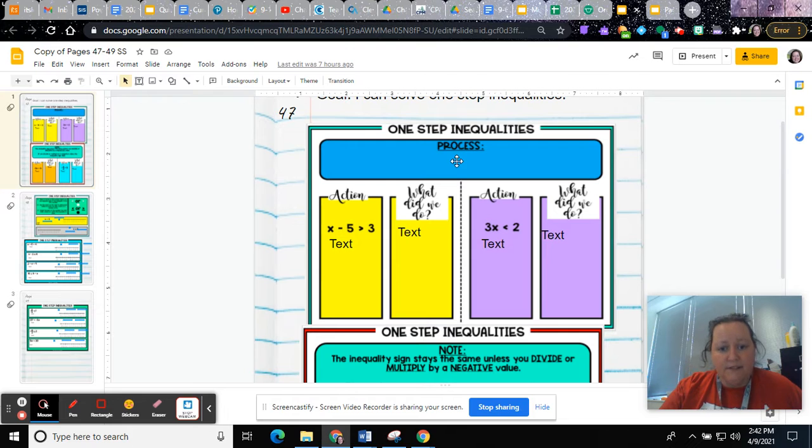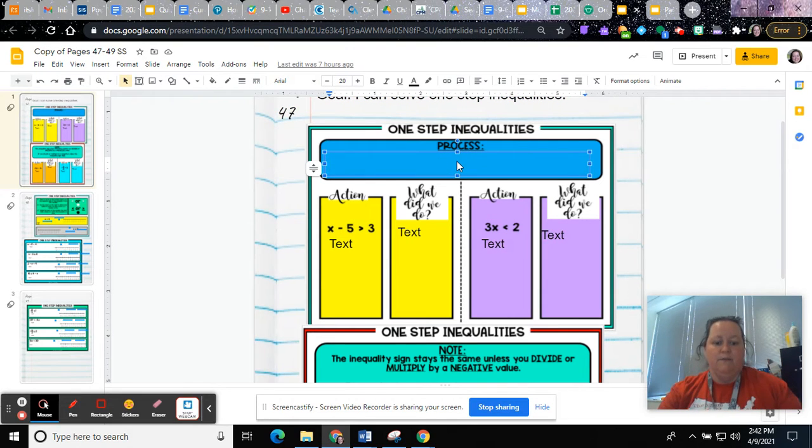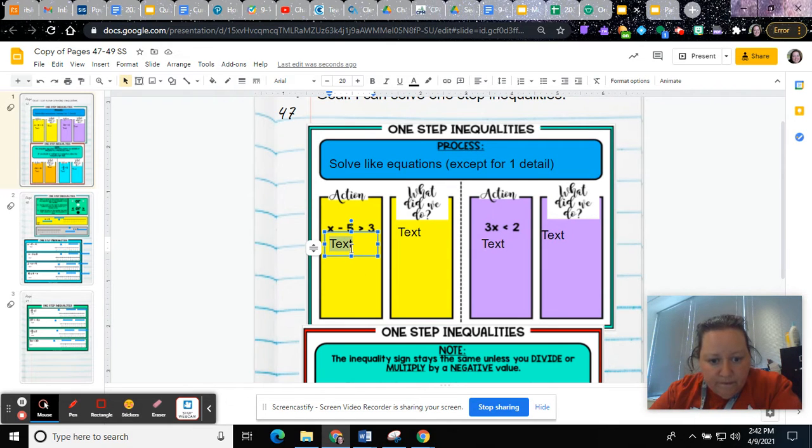And so our process for this is we will solve like equations, except for one teensy weensy little detail. And we'll talk about that on the next slide when it comes up. So let's try this problem. It says x minus 5 is greater than 3.